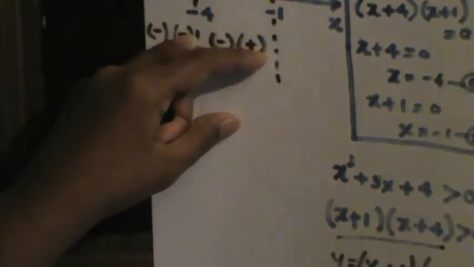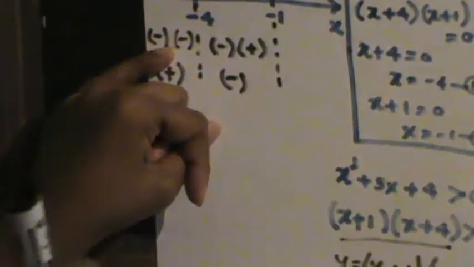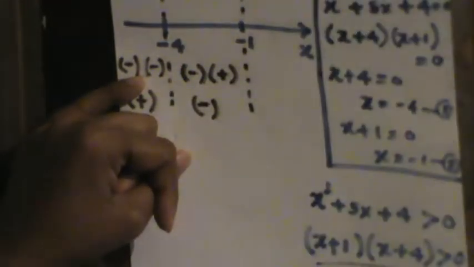So minus times positive, right? Minus times, or the negative times positive, or minus times plus will be negative. So y will be negative within this range. And in this range between minus 1 and positive infinity, I will take 0. 0 is the easiest way to solve.